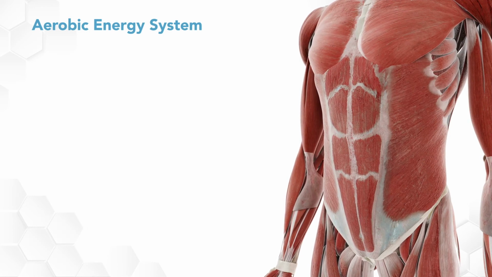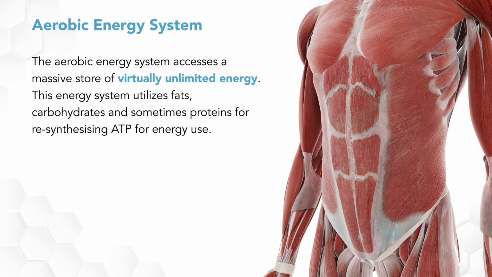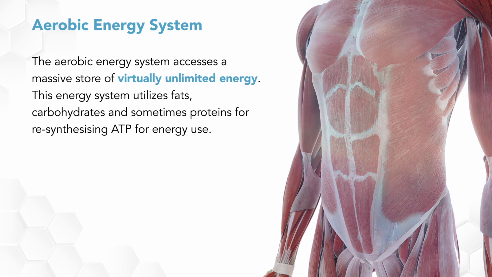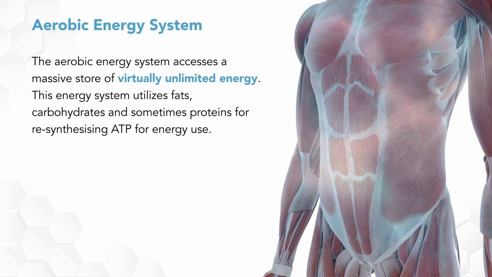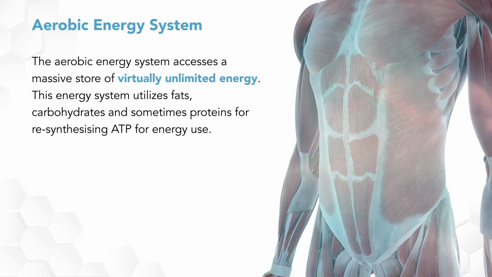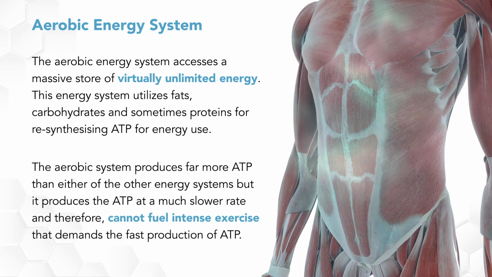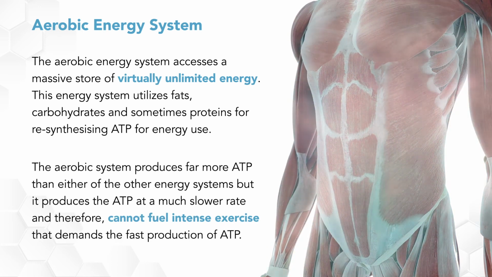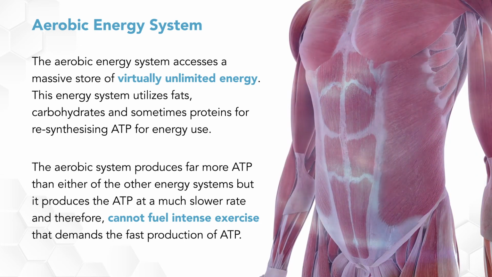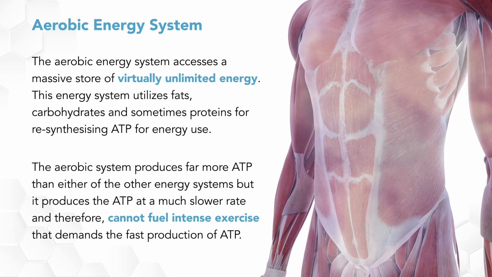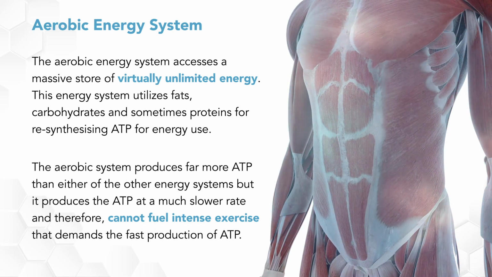Finally then, we have the aerobic energy system. The aerobic energy system accesses a massive store of virtually unlimited energy. This energy system utilizes fats, carbohydrates, and sometimes proteins for resynthesizing ATP for energy use. The aerobic system produces far more ATP than either of the other energy systems, but it produces the ATP at a much slower rate, and therefore cannot fuel intense exercise that demands the fast production of ATP.